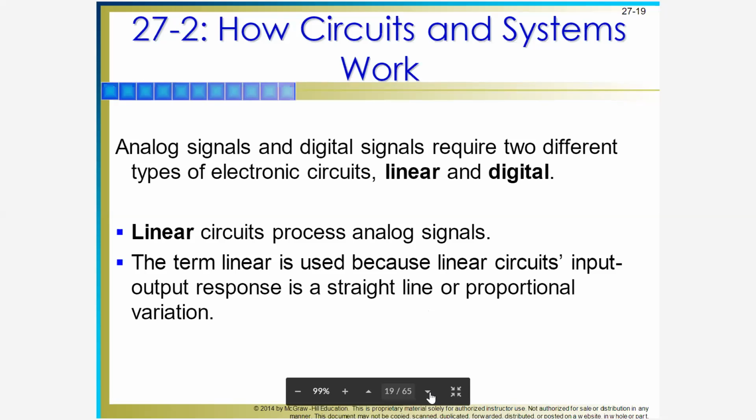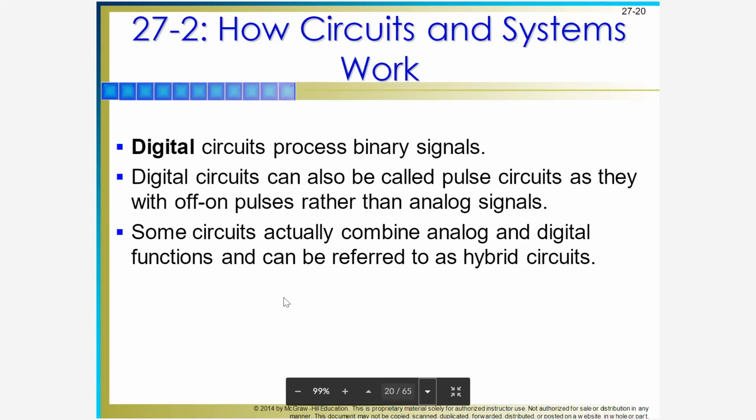Okay, how about in a digital circuit? Since it only uses binary, digital can also be called pulse circuits, as they work with off and on pulses rather than analog signals. It means on and off. The language of binary is off is 0 and on is 1. That is the signal form. Then some circuits actually combine analog and digital functions. What can it be referred to as? A combination of analog and digital. It will be called hybrid circuits.